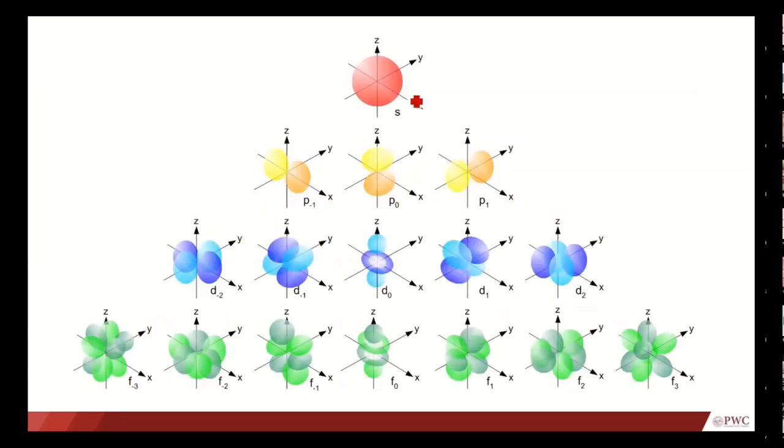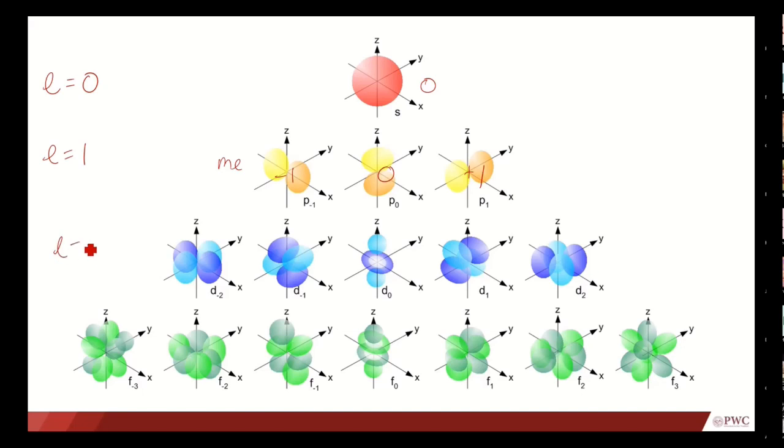Again, for s, we only have one type of s orbital. That's the 0. Right now, L is equal to 0. The m sub L is 0. When L is equal to 1, what are the possible values for m sub L? m sub L can be -1, 0, and +1. So here we have three types of p orbital.